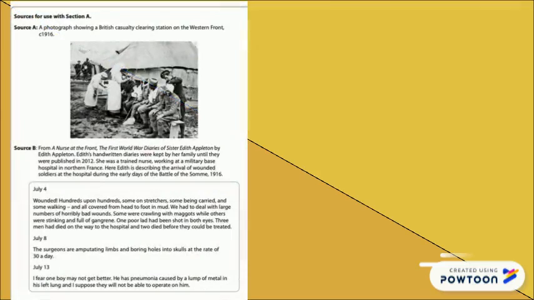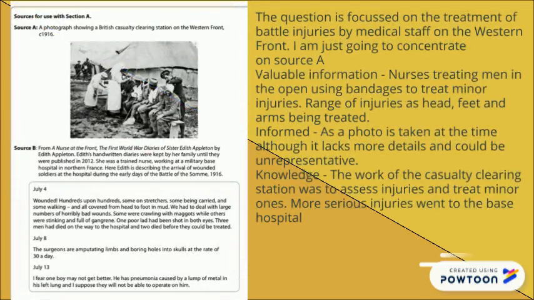We'll focus on battle injuries, so the valuable information in the source is the bandages the nurse is using to treat the minor injuries, such as the head, the feet, the arms. It's a photo taken at the time, although this could mean that it's unrepresentative. And finally, it's the casualty clearing station. So from my own knowledge, I know this is where they would assess minor injuries or more serious injuries before they went to the base hospital.